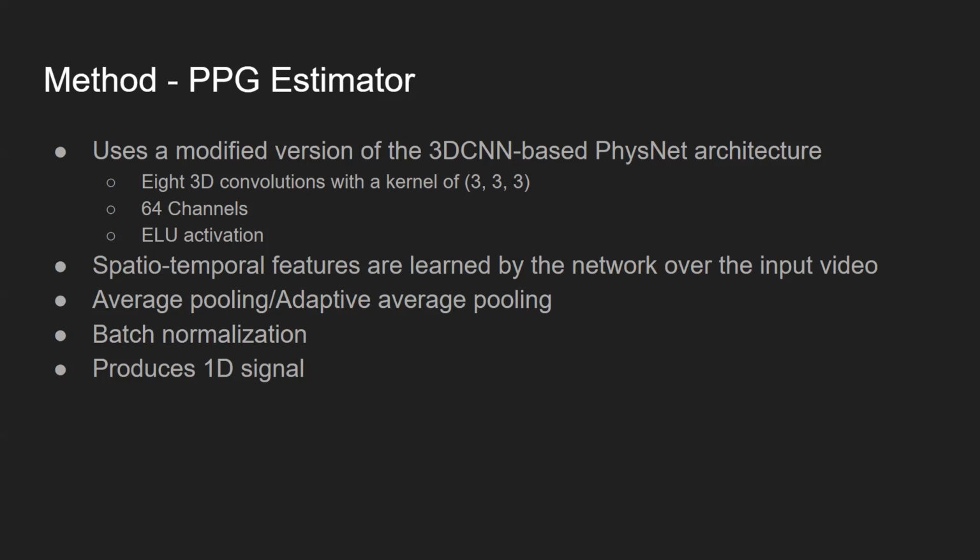Adapted average pooling is used to collapse the spatial dimension and produce a one-dimensional signal. A final 1D convolution is applied to convert the 64 channels to the output single channel PPG.